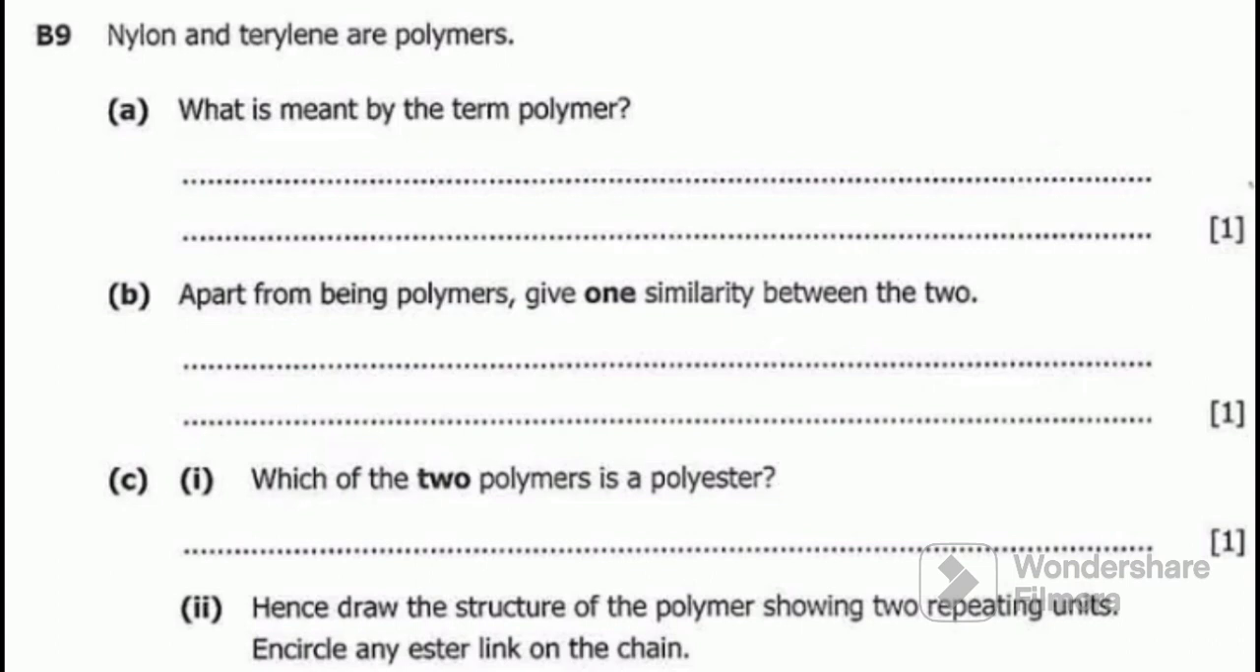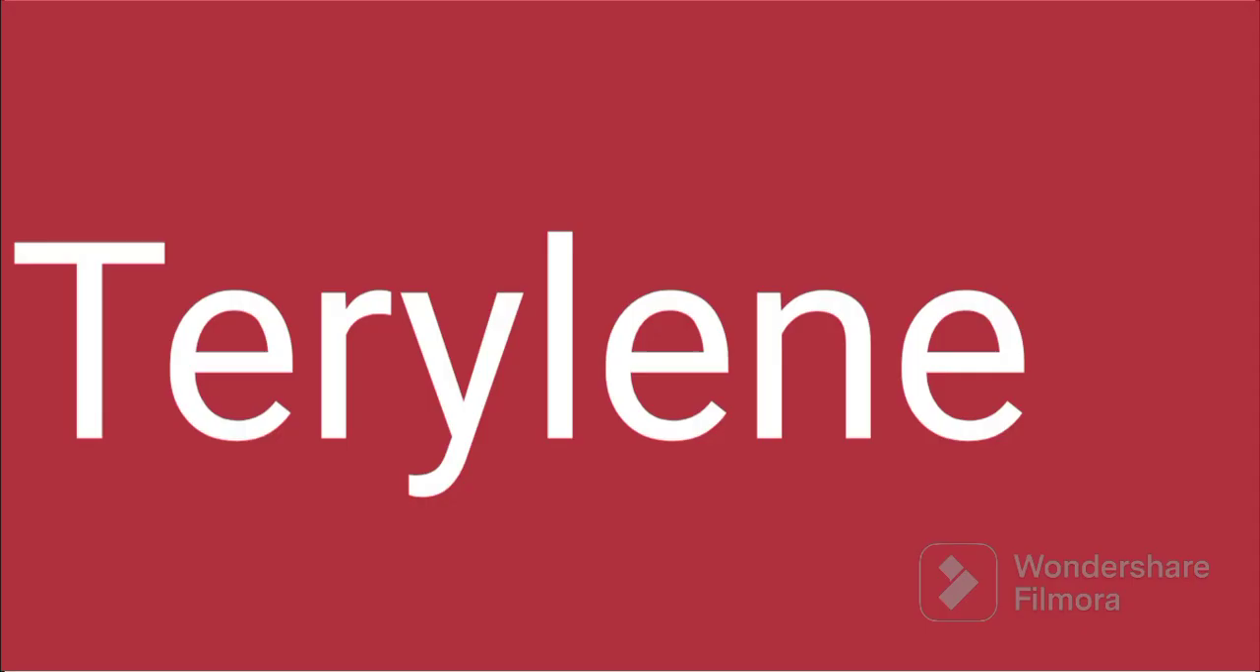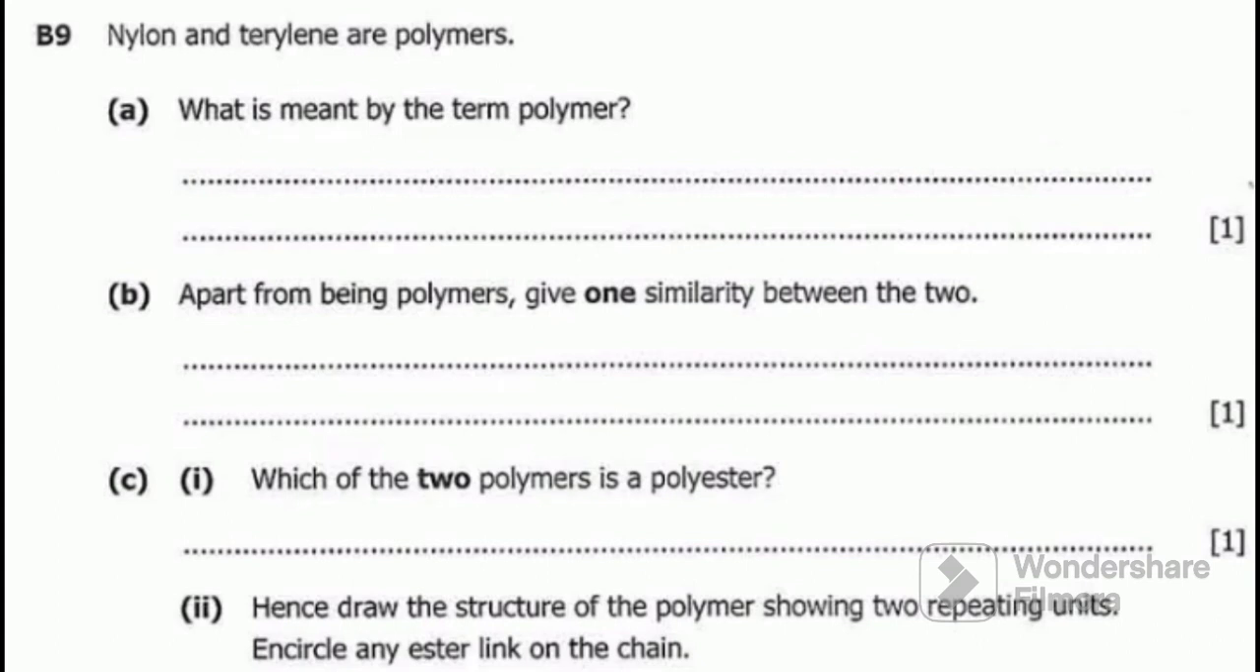C1. Which of the two polymers is a polyester? Terylene is a polyester. C2. Hence, draw the structure of the polymer showing two repeating units and circle any ester link on the chain.